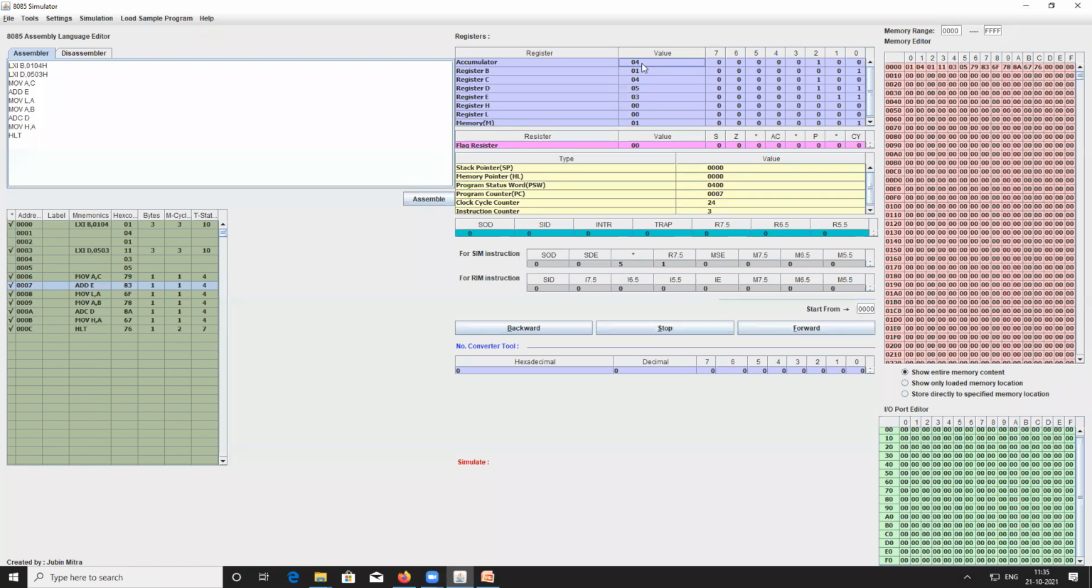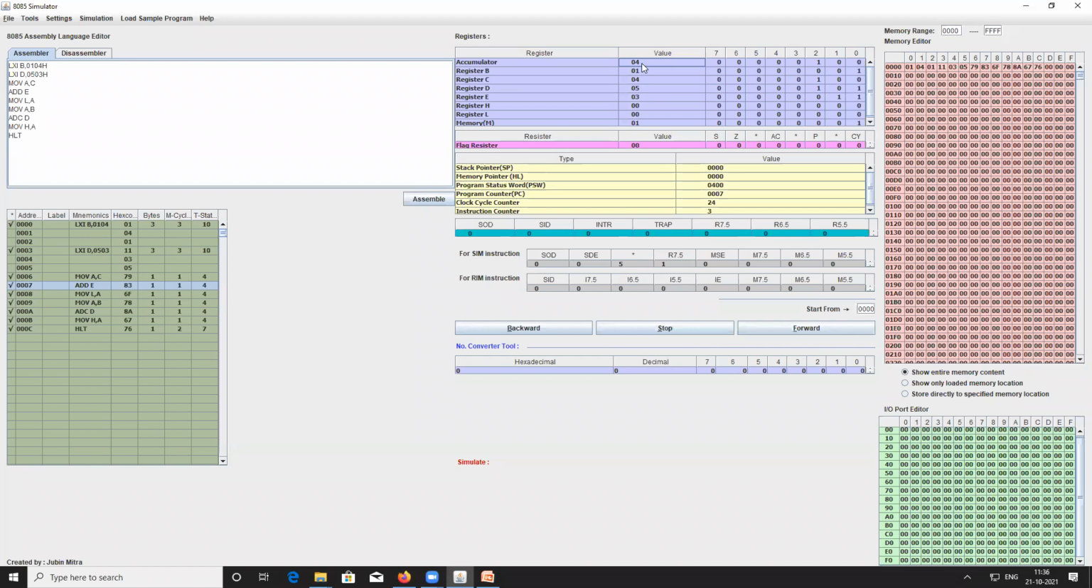After that, I give the instruction ADD E. ADD E means what? E contains the value 03 and the accumulator contains the value 04. After that, the addition will be done.